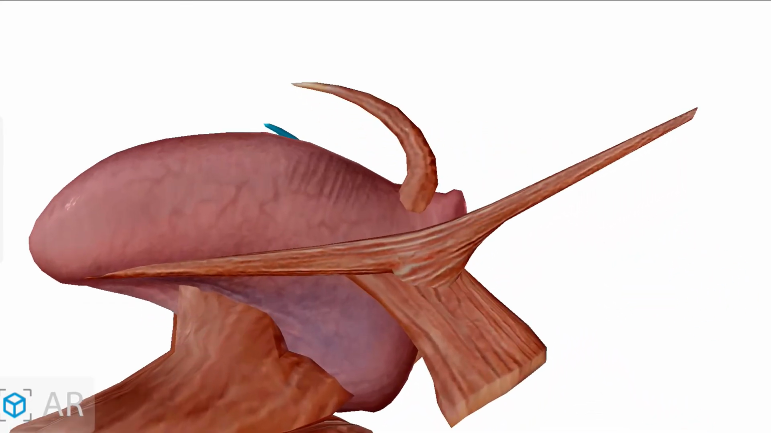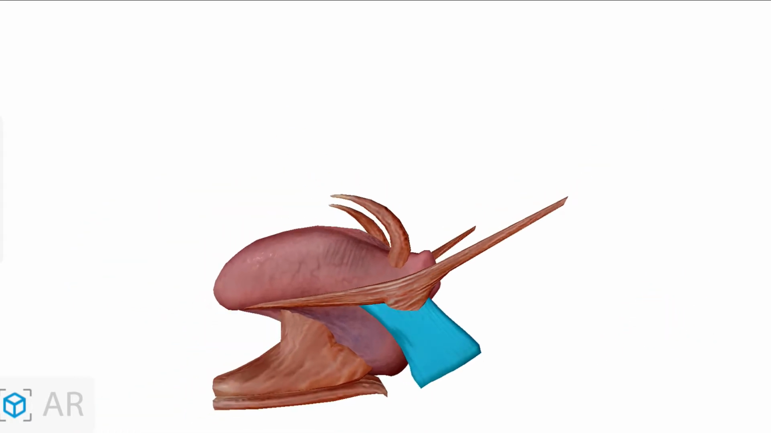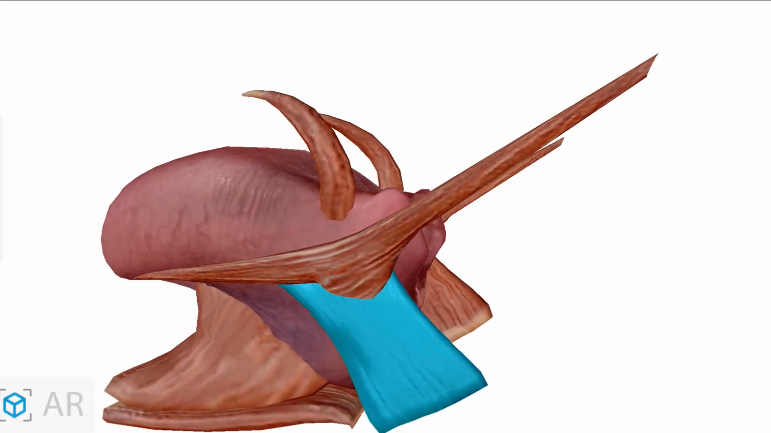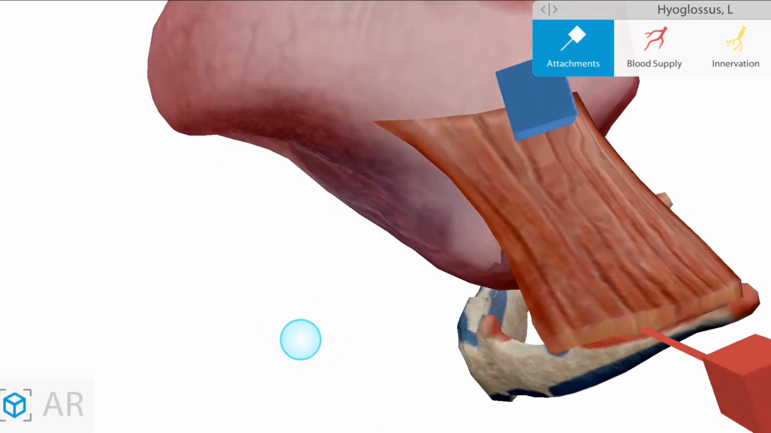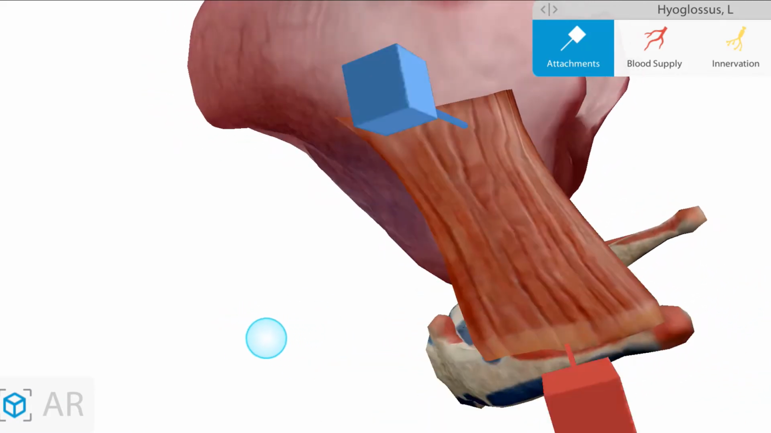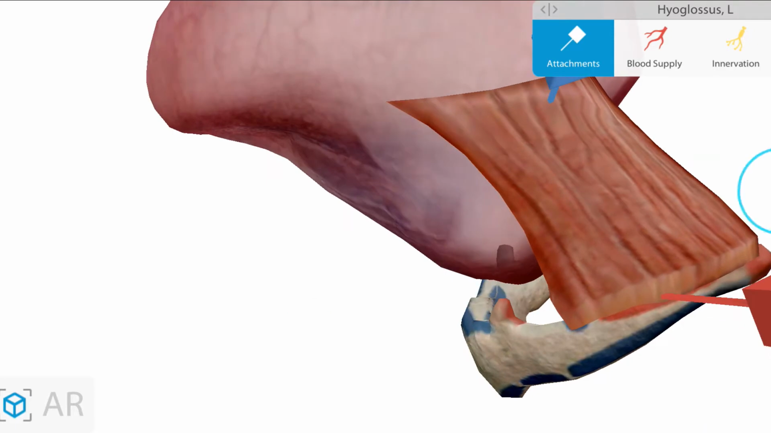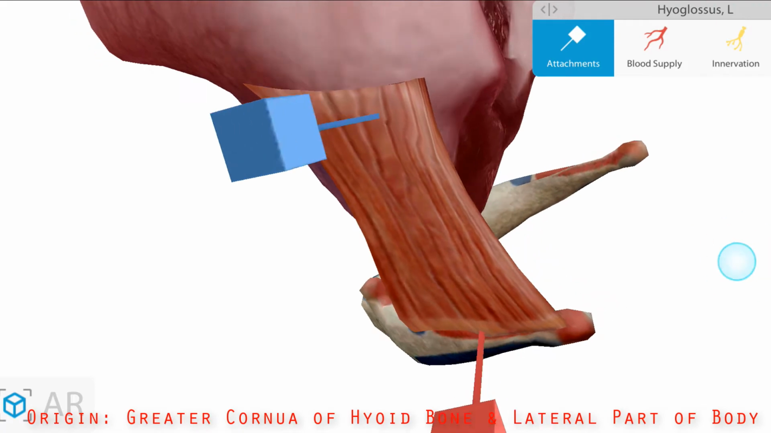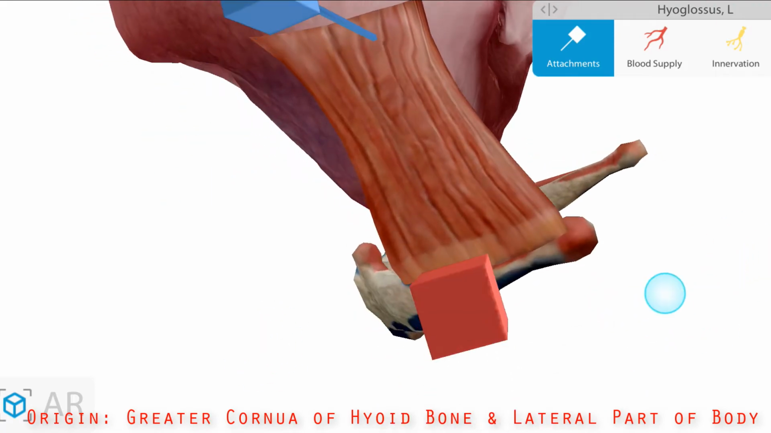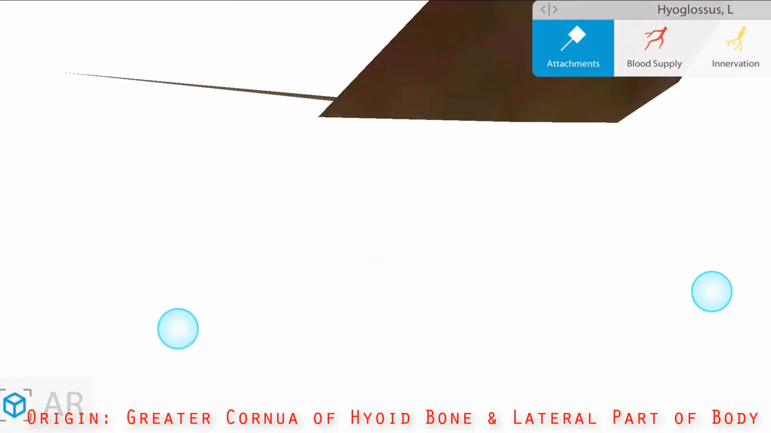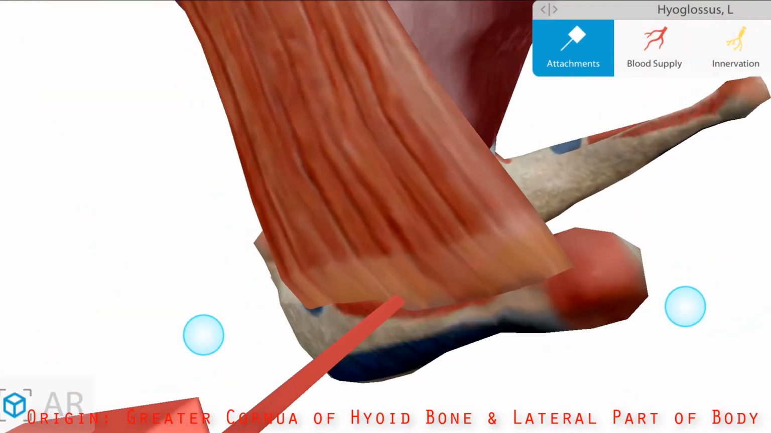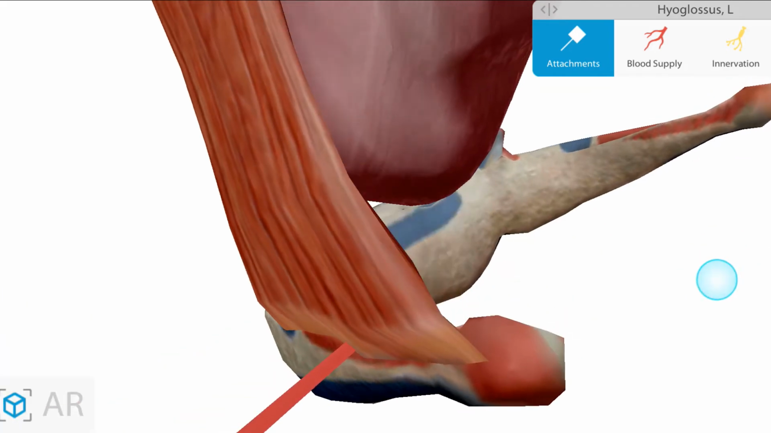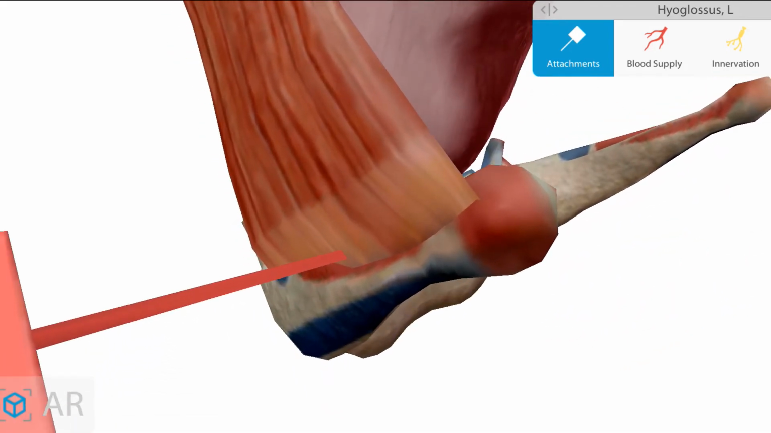Now I am only going to discuss the hyoglossus muscle. So now I will show its origin and its insertion points. The origin of the hyoglossus muscle, as I have said, is from the greater cornu of the hyoid bone and the lateral part of the body. Here the red marked structure is the origin of the hyoglossus muscle, that is from the greater cornu.